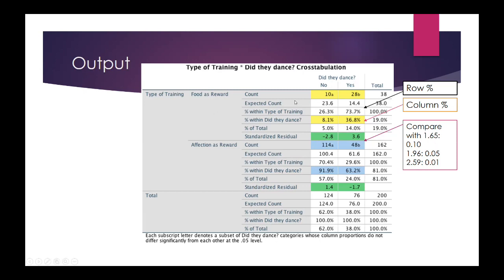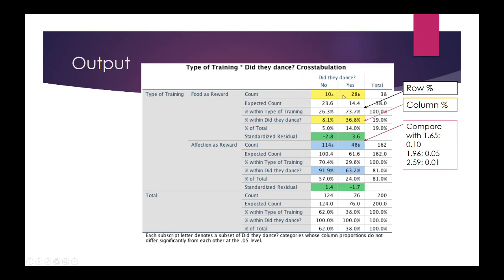So just as a real quick bird's eye glance, what I can see is this number is higher than 1.96 on the negative side. What that's telling me is that there were significantly fewer than expected that did not dance when they had food as a reward. What the model is expecting is 23.6. So you can see that 10 is significantly lower based on that model.